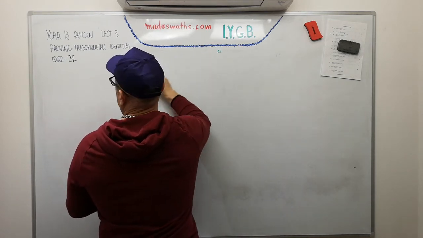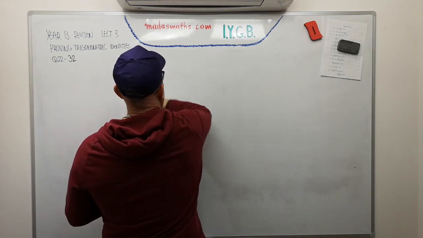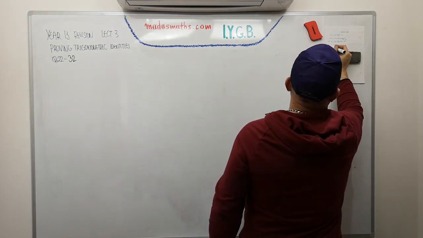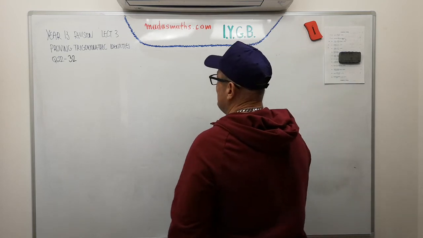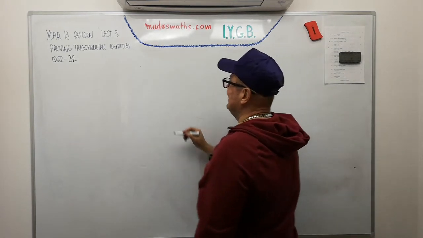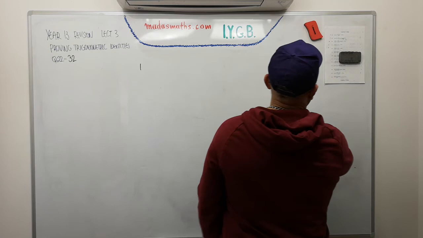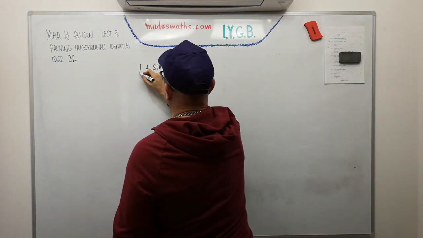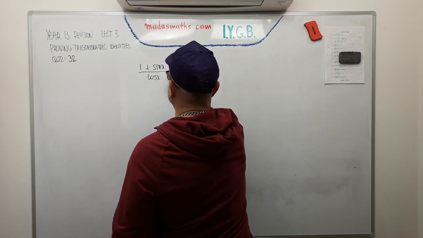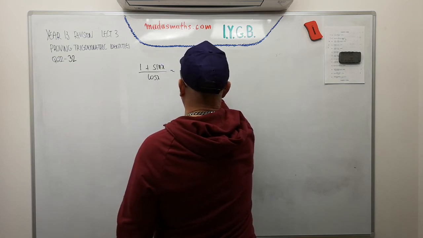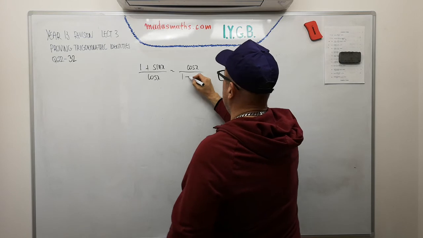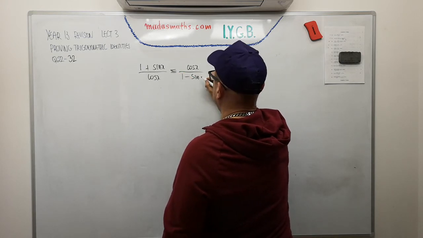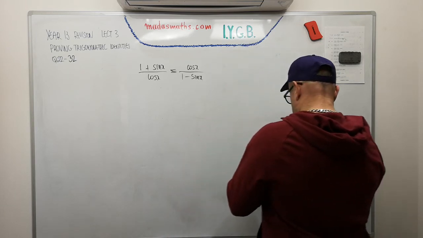And 32 is, I'll just glance at it, one which is very simple to prove, but very difficult to actually see how to prove it. Let me just write it down. (1 + sin x) / cos x is identically equal to cos x / (1 - sin x).